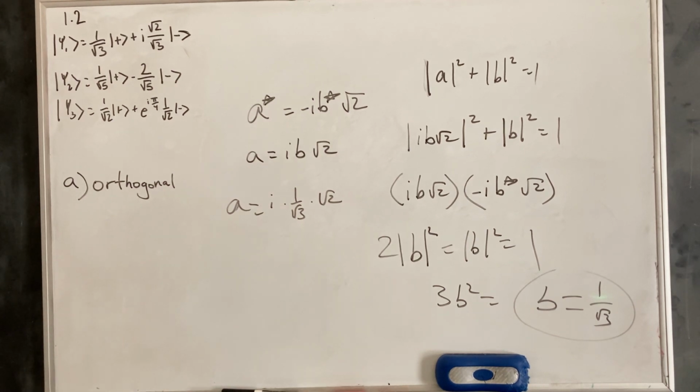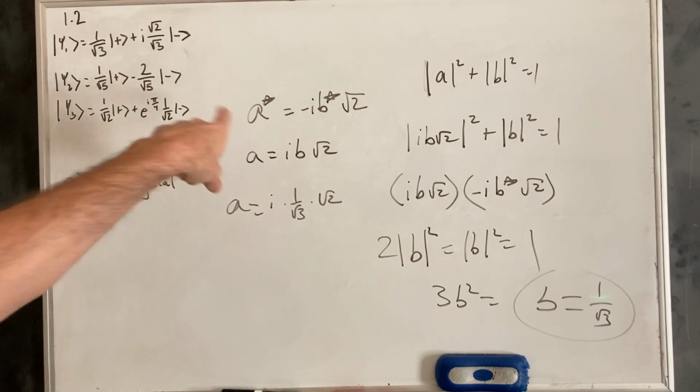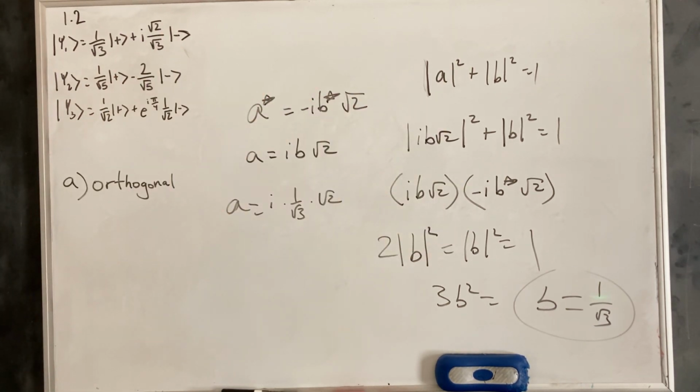So hopefully that helps. This is probably a smarter way of doing it rather than solving for A star and having all the stars and complex conjugates in there. Why not just kind of use A directly? So that's it for now.